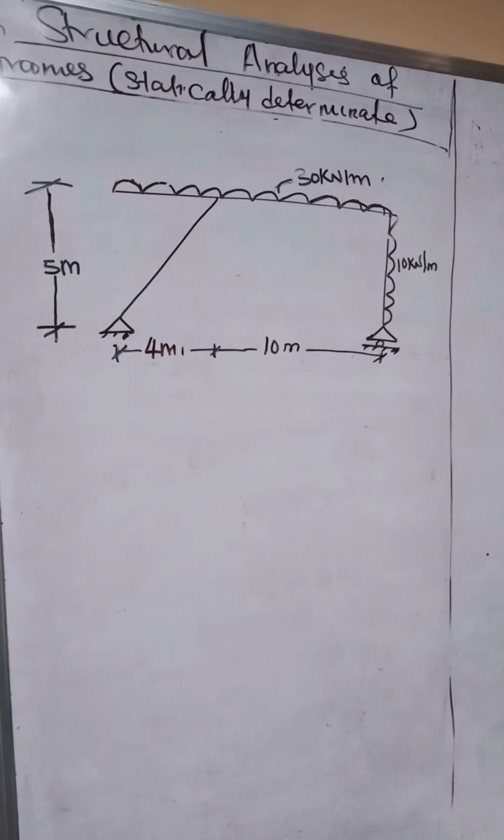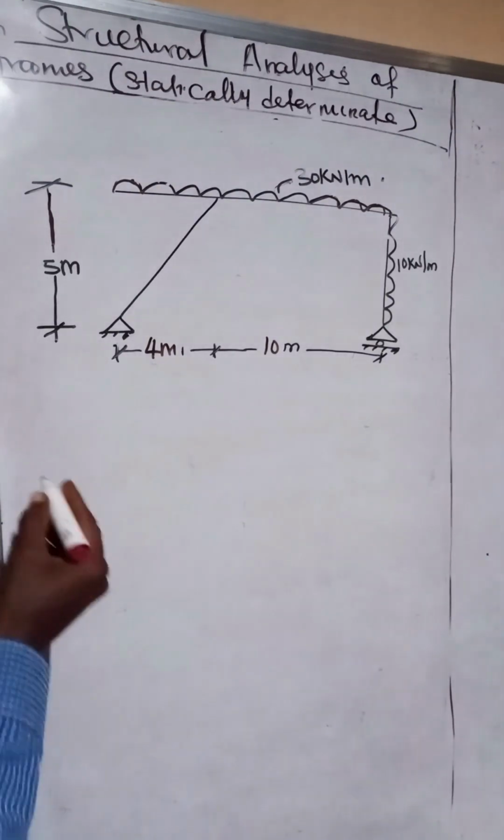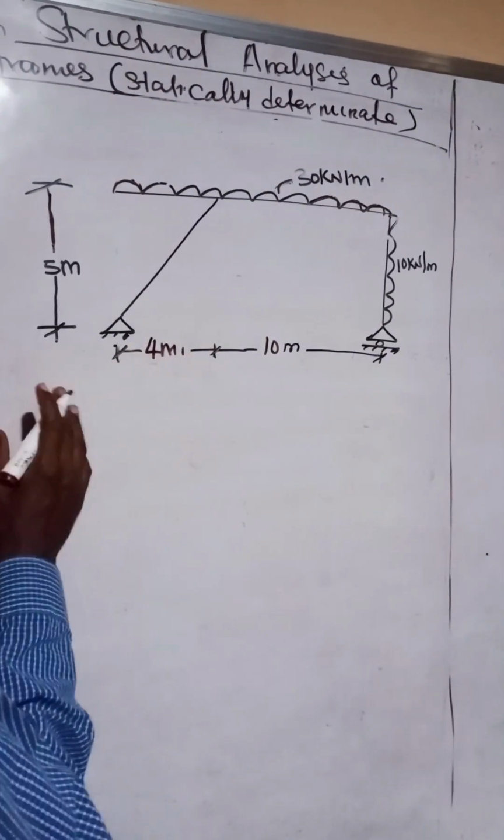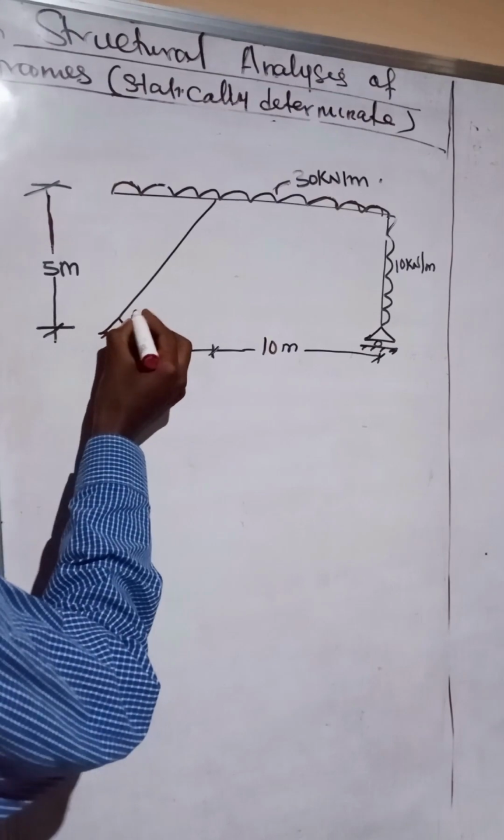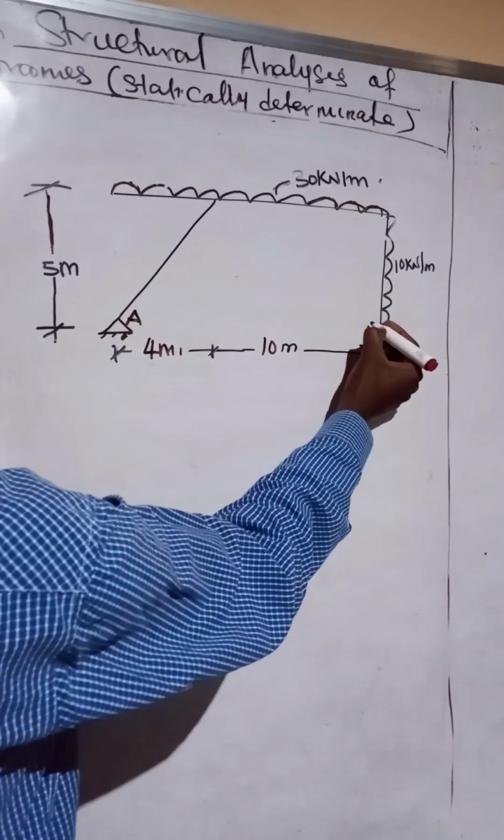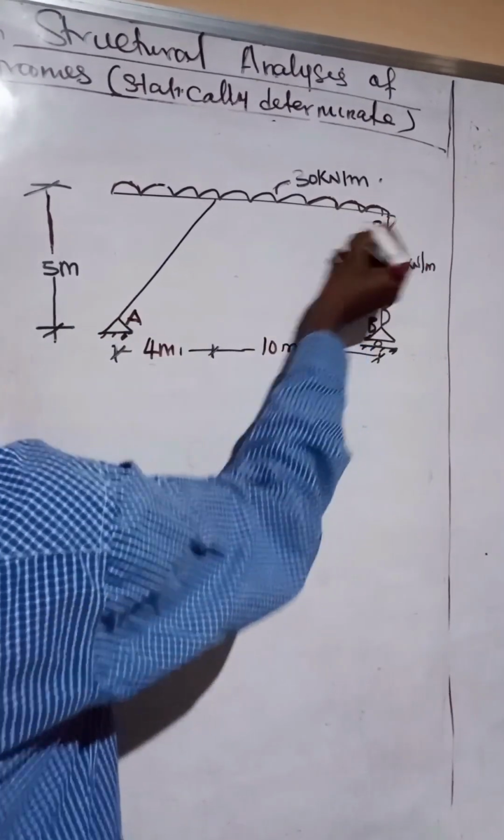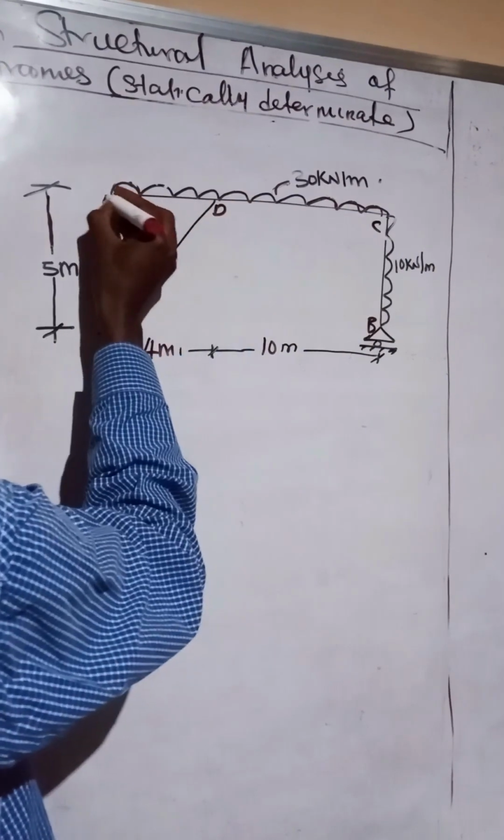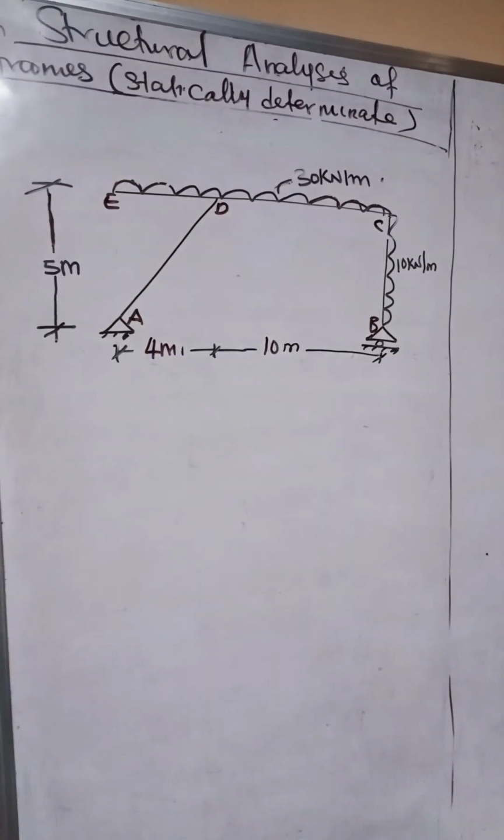In doing the support reactions of this frame, we'll draw the free body diagram of this. Before we do that, let's label it. We call this A. Let's call this B. Let's call this C. Let's call this D. Let's call this E. So we have succeeded in labeling it. The next thing we are going to do is to draw the free body diagram of this frame.